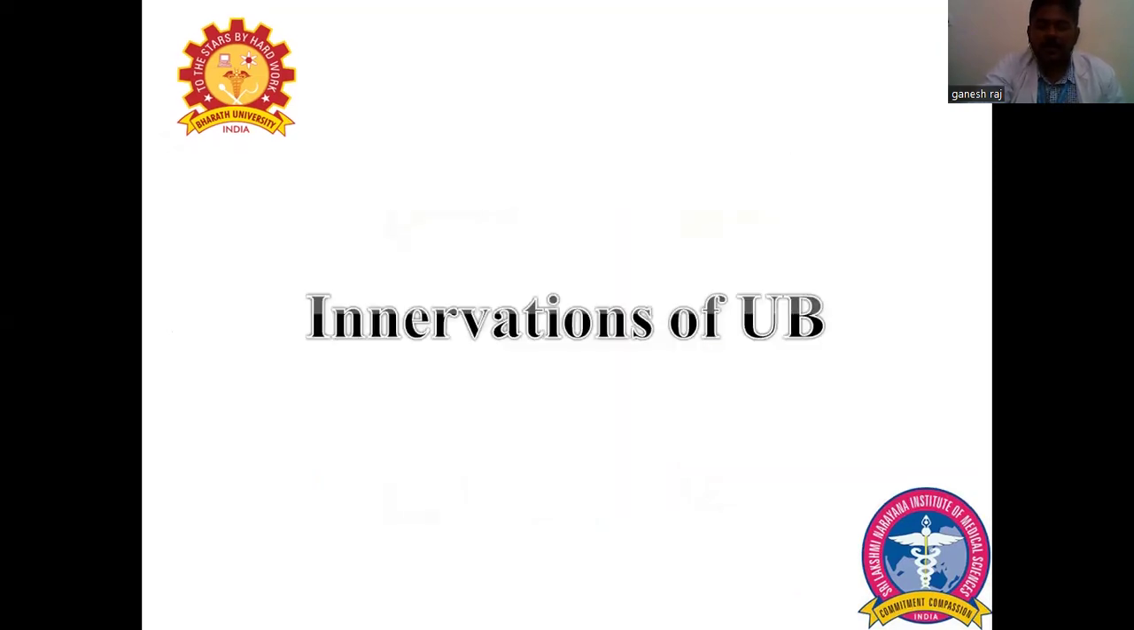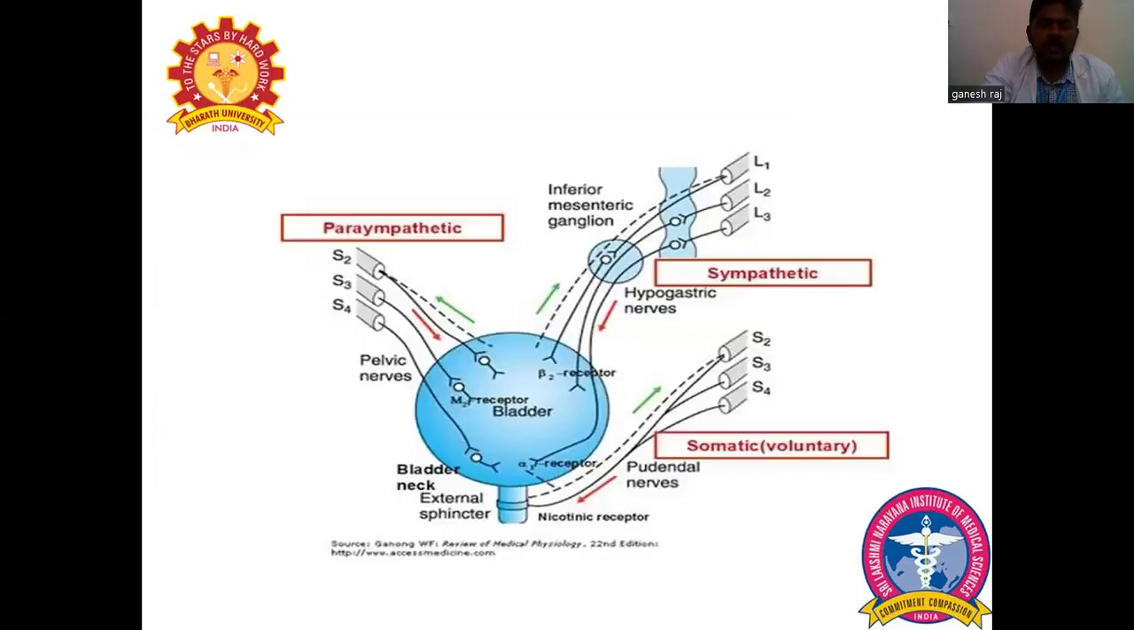Now coming on to innervation of the bladder. Innervation means we are going to see the nerve supply of the bladder. So before going to the slide, we'll see the diagram first, and then we'll go to the slide. So this is the bladder. This is the body of the bladder. This region is the neck of the bladder, and this is the urethra.